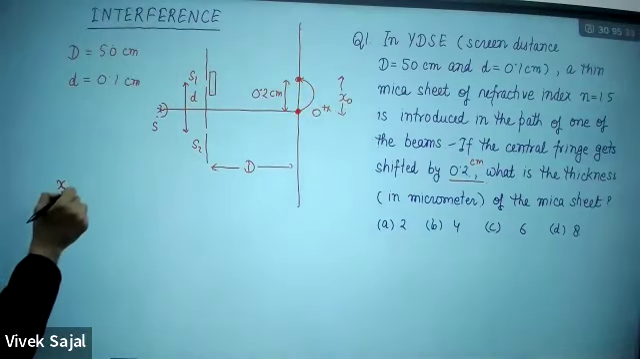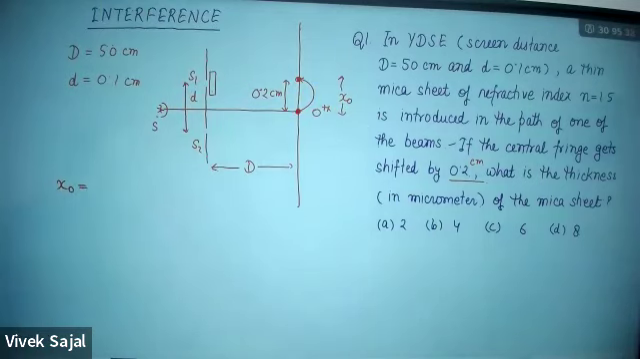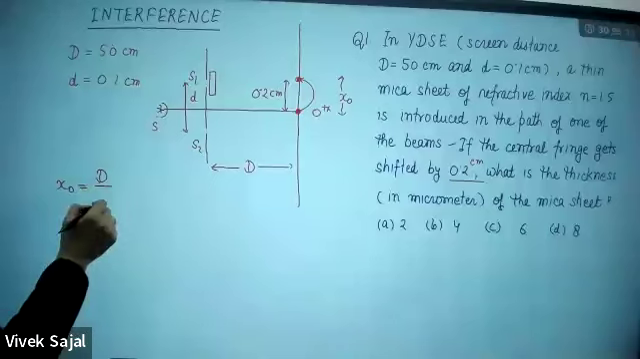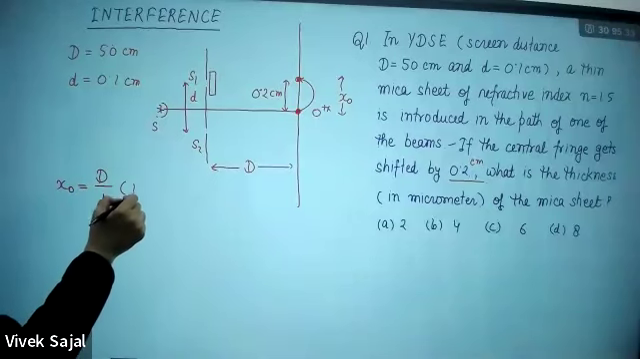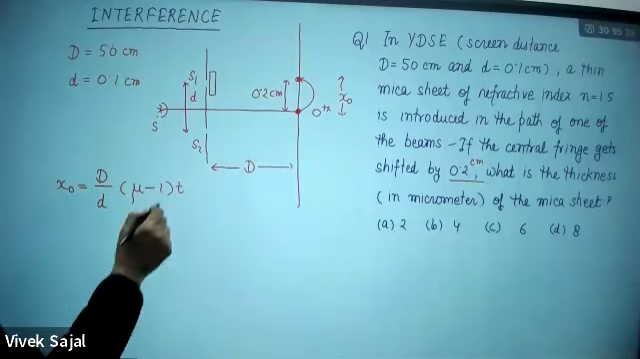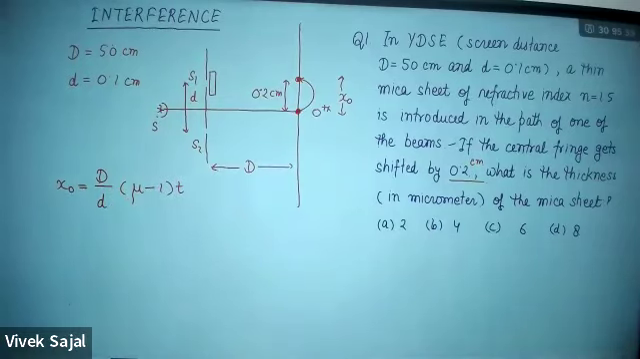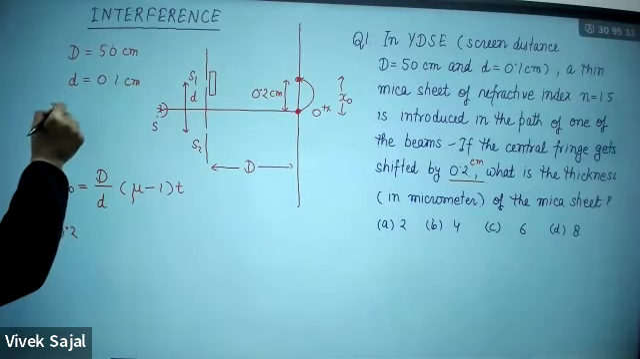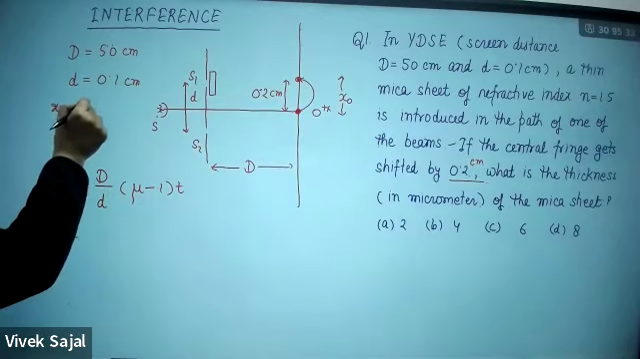In the last class, I have given you a formula. Tell me, beta, this will be capital D by small d, and this will be mu minus 1 into t. t is the thickness of the mica sheet. Now substitute all these values. What is x naught? X naught is 0.2 centimeter.